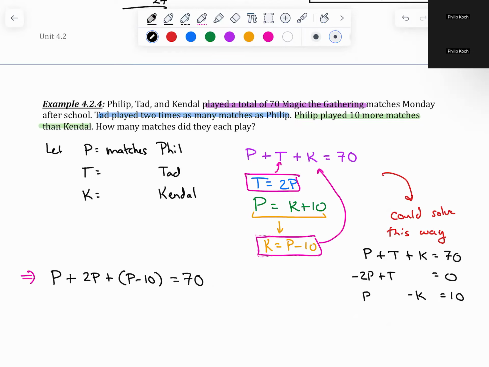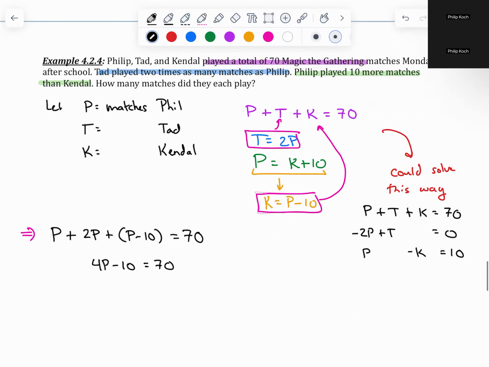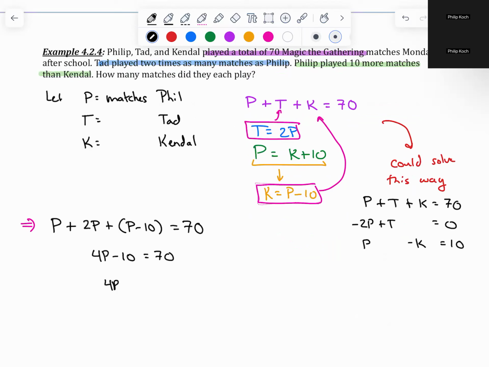I replace T with 2P because T is equal to 2P. And with the first one, if I tried to replace P with K, I wouldn't have a nice system. There are many ways to solve it, by the way. There's many different ways to get around it. So I'm going to replace those things. And then this is going to be 4P minus 10 is equal to 70. That gives me 4P is equal to 80. So P is equal to 20 games. Not bad, not bad.